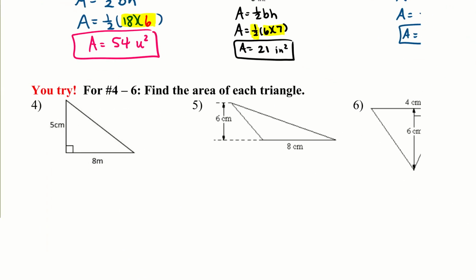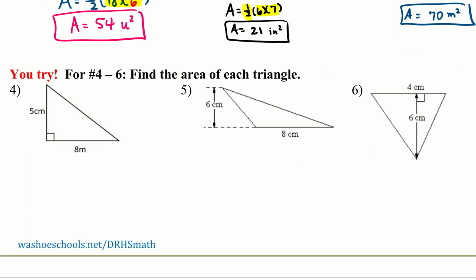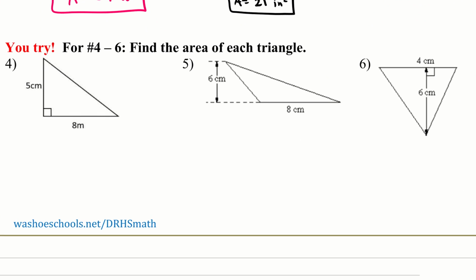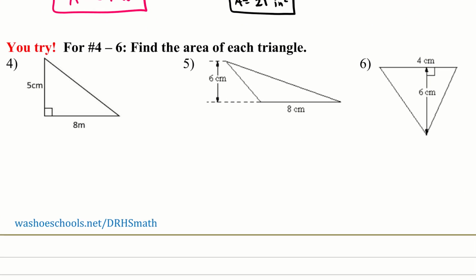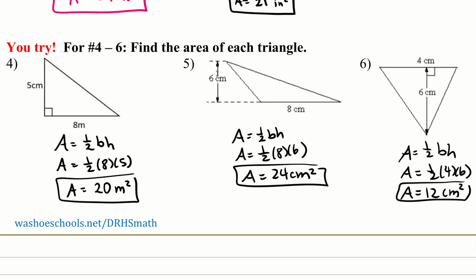Okay, I'm going to pause the video, and I'm going to write up the solutions for this. Please pause the video as well. Try these 3 problems, and then when you're ready, you can compare. All right, well, welcome back. I've got my solutions up here for you if you want to take a look at them.